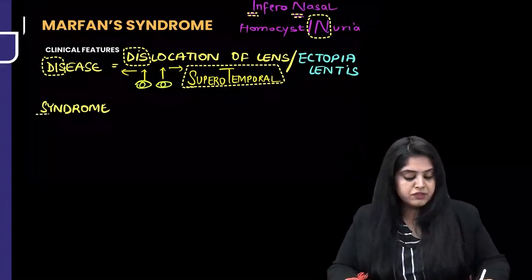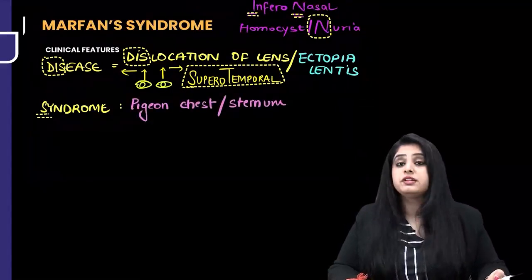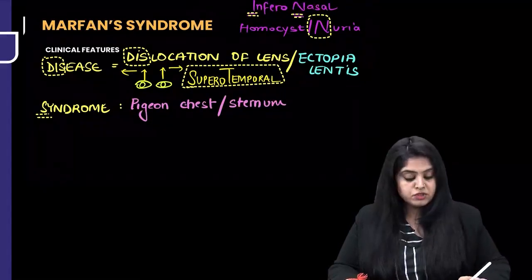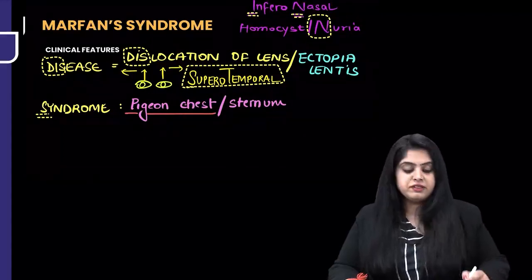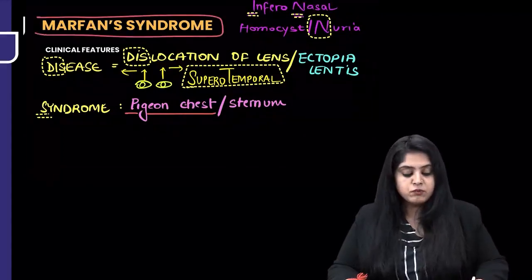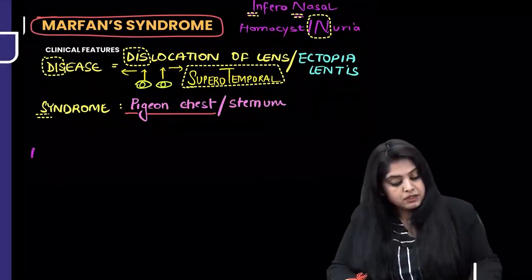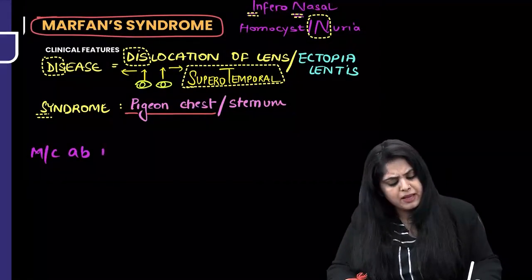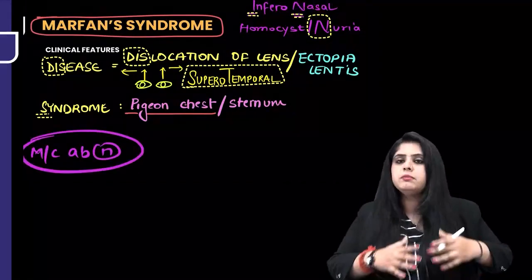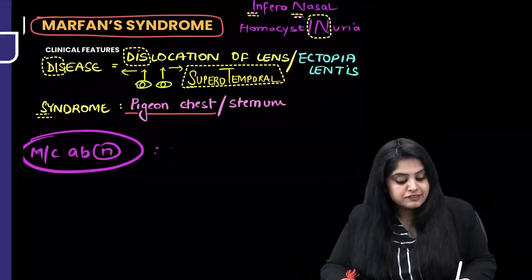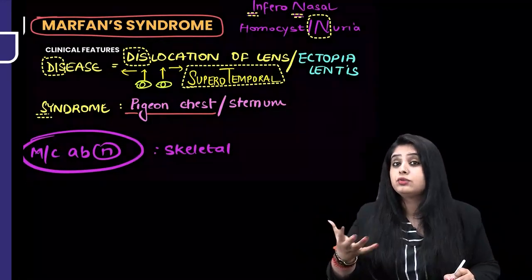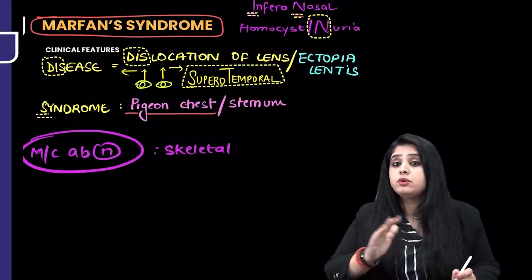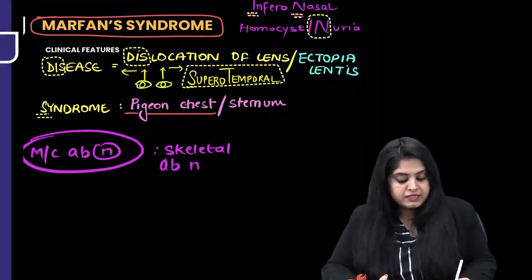If you call it Marfan's syndrome, please remember this is associated with a sternum problem. Pigeon-chested or sternum problem is another thing that you have to know. I hope everyone's understood whatever Marfan's syndrome was having. But remember the most common overall abnormality. You'll say, ma'am, out of this big mnemonic, what will I select? Skeletal abnormalities. All those fingers, arachnodactyly, joints, not the heart. Most common overall is going to be skeletal abnormality.